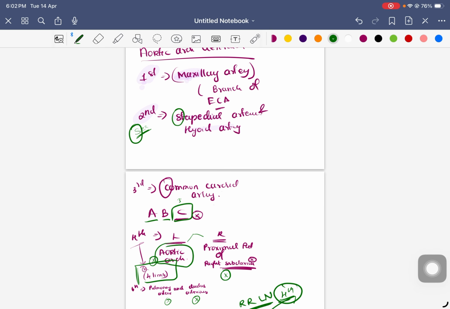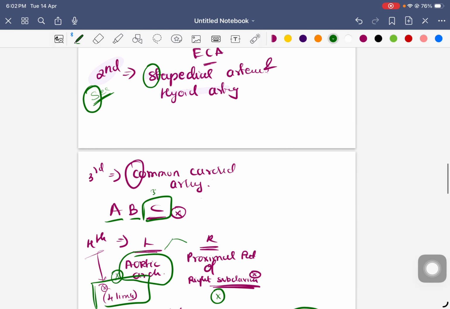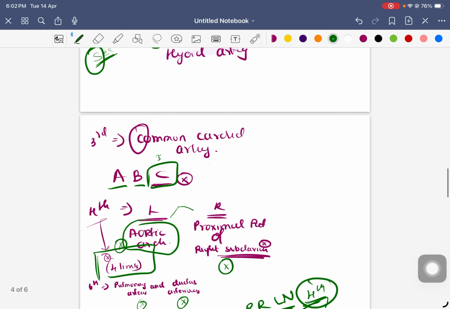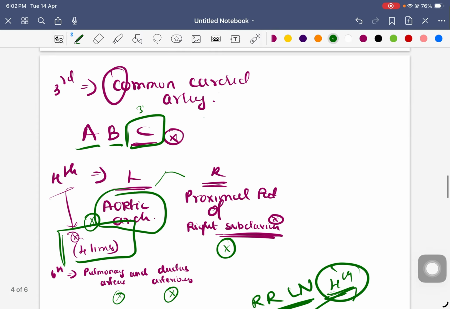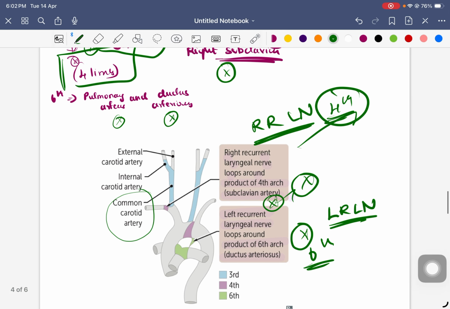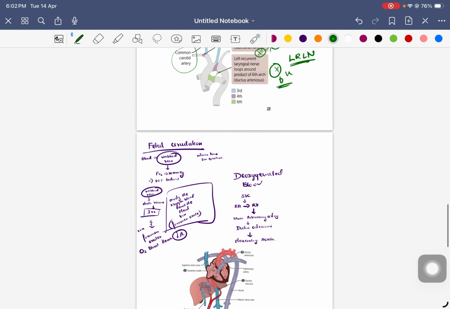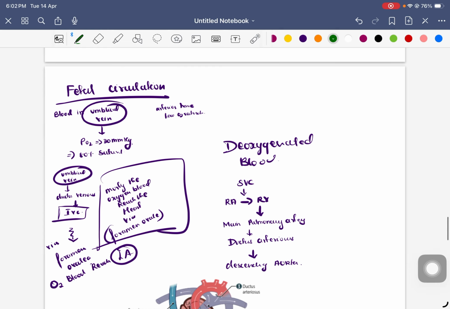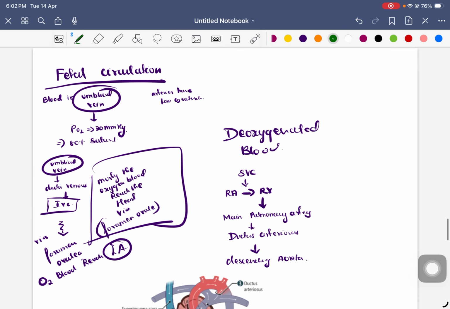Don't forget the mnemonics. First one is maxillary, second one is stapedial, third one is common carotid, and the fourth one is four limbs. So it should be the aortic arch and the proximal part of the right subclavian, and the sixth is the ductus arteriosus. So now let's see what are the points to be remembered in fetal circulation.